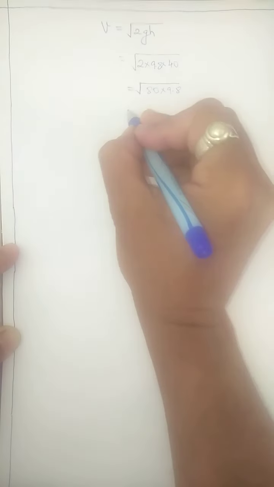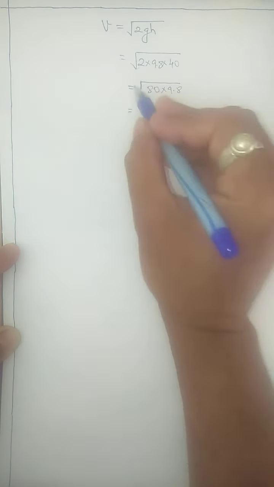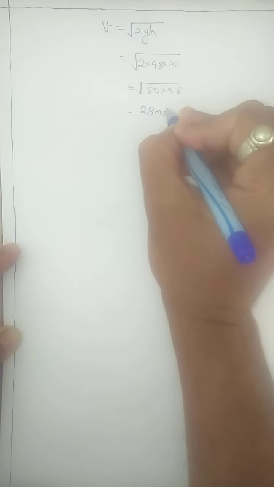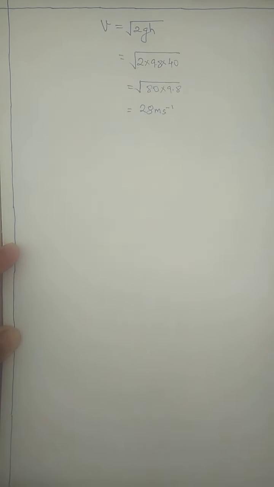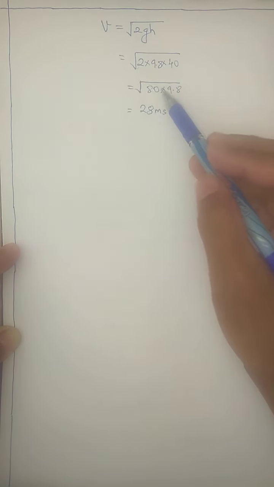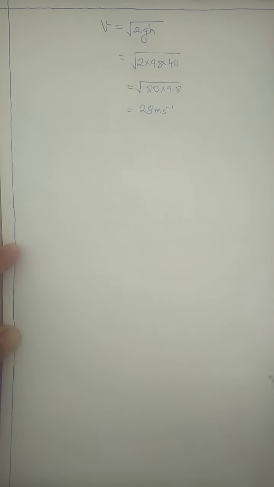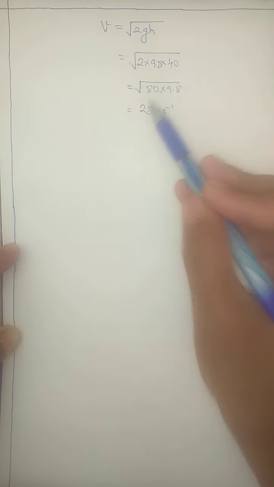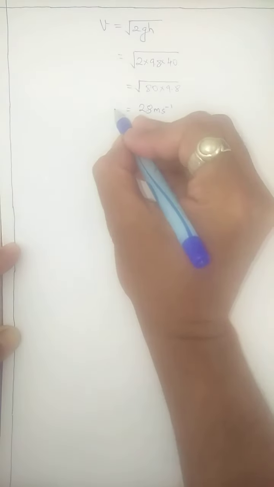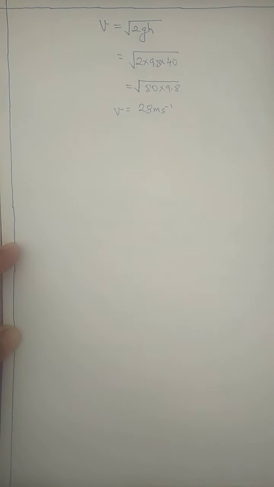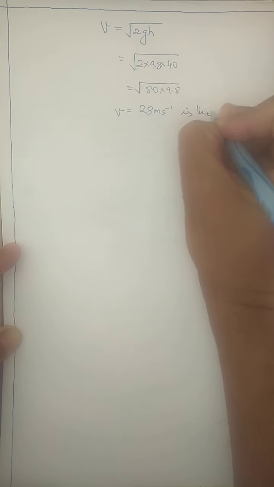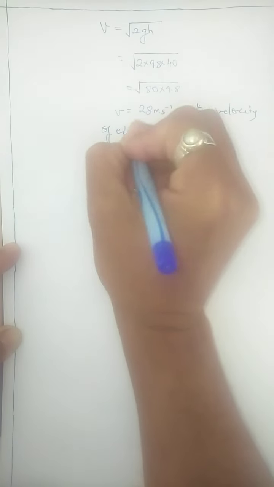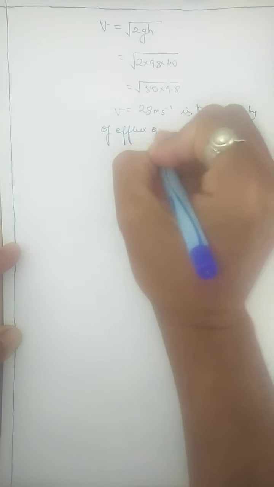When you multiply 80 into 9.8 and take the square root of that quantity, you get approximately 28 meter per second. Children, you can do the calculation with the calculator, multiply these two, take the square root, and you get approximately 28 meter per second. And this is v, the velocity of efflux of a liquid.